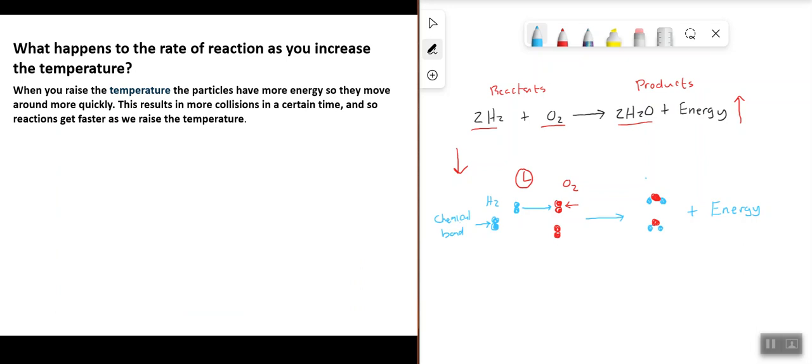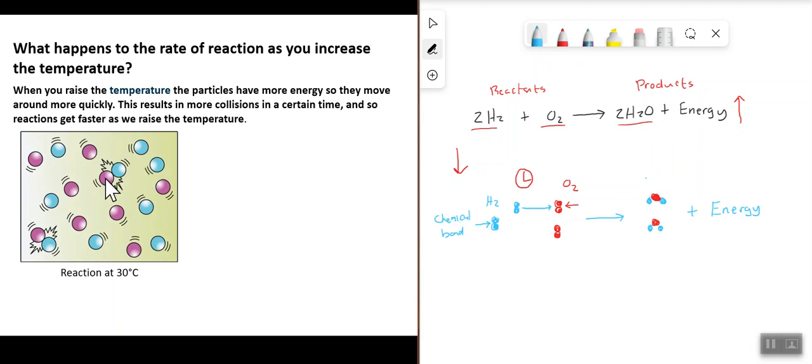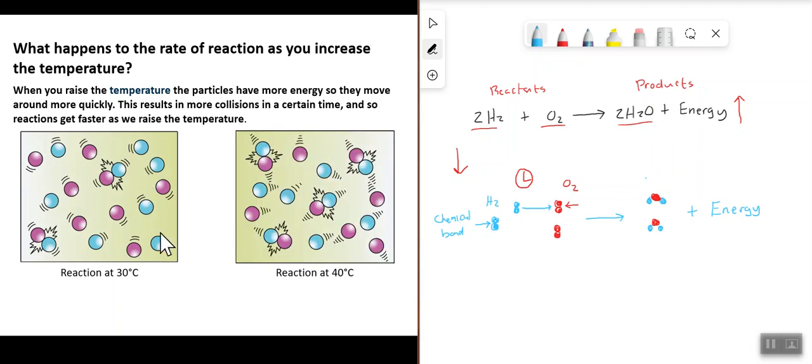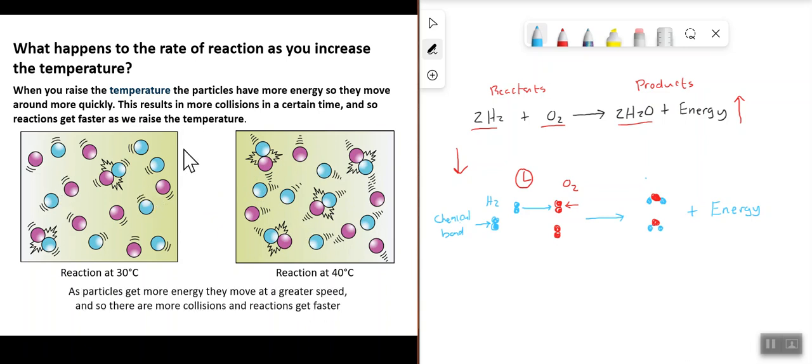So when you raise the temperature, the particles have more energy, so they move around more quickly. This results in more collisions in a certain time, and so the reaction gets faster as we raise the temperature. So at 30 degrees, for example, and then at 40 degrees, the reactants have way more energy, as we've seen when we increase the temperature, and there are a lot more collisions. Therefore, we are increasing the rate of the reaction. As particles get more energy, they move at greater speeds, so there are more collisions and reactions get faster.